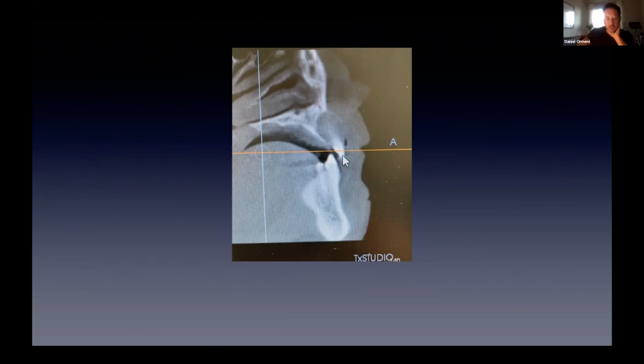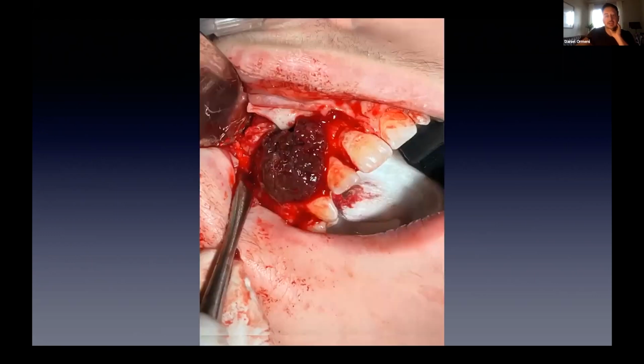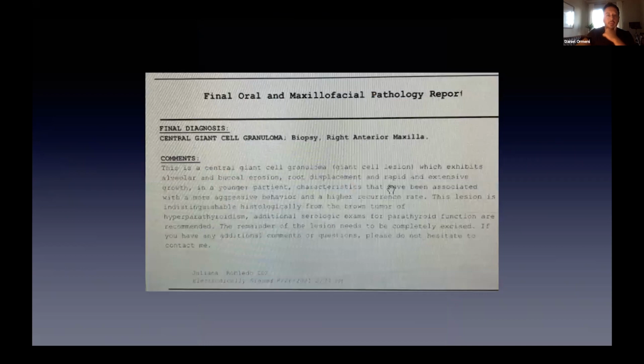Okay. You decide you're going to go ahead and take the whole thing out. So you open everything up, and you look at this thing, and it looks mostly like a CGC. You end up taking teeth number 7 and 6 with it, and your final path comes back as a CGC, as far as central giant cell granuloma.